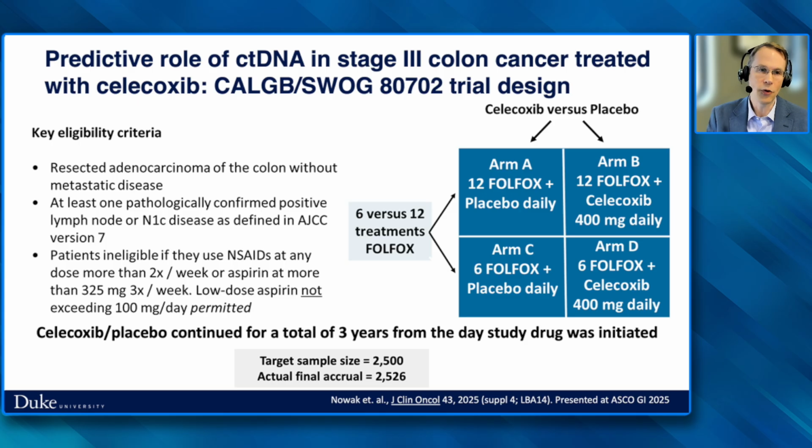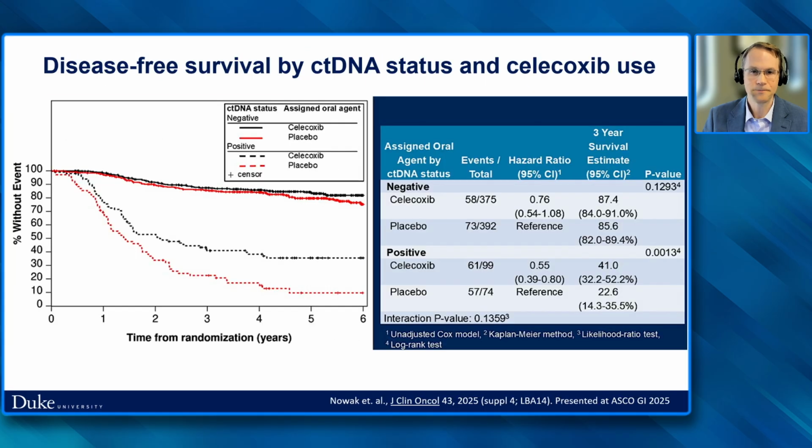Now, the top-line results of this study were presented about 5 years ago. Celecoxib did not improve outcomes in the overall population. This group of investigators went back and analyzed outcomes using the Signatera tumor-informed test and looked at the performance of celecoxib in patients that were positive versus negative, and celecoxib was given for a total of 3 years after completion of adjuvant chemotherapy. So, interesting results here.